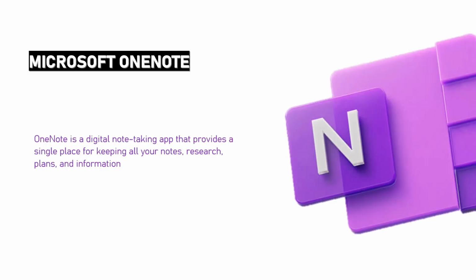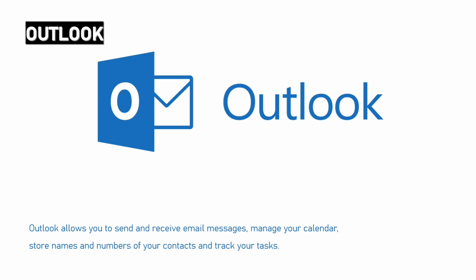Microsoft OneNote. Microsoft OneNote is a digital note-taking app that provides a single place for keeping all your notes, research, plans, and information. Microsoft Outlook. Outlook allows us to send and receive emails, messages, and manage our calendar. It stores names and numbers of our contacts and tracks the tasks.